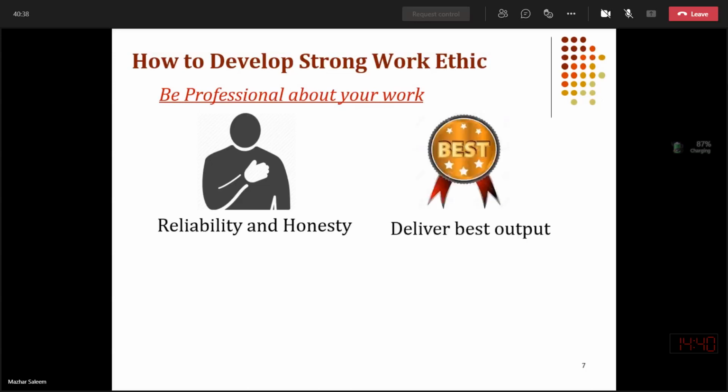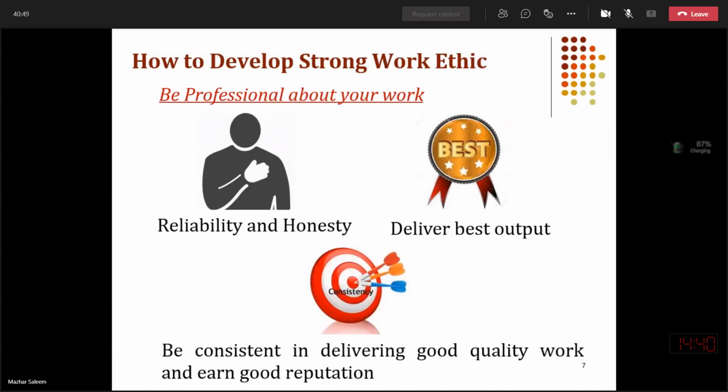And second thing is deliver the best output. It's again close to reliable: whenever you are given any task, you should deliver the best output and you should do good quality or excellent quality work consistently. When you do good quality work consistently, that helps you earn respect and good reputation in your organization. So a good professional has good reputation and respect in his organization. And for that, you need to do your work honestly, you have to be reliable, and you need to give your best consistently. Okay.